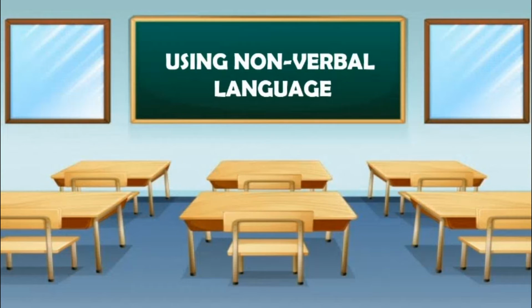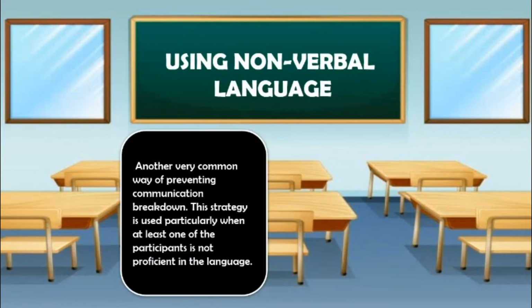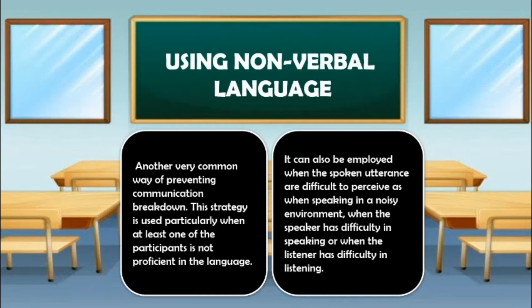Using nonverbal language. This is another very common way of preventing communication breakdown. This strategy is used particularly when at least one of the participants is not proficient in the language. It can also be employed when the spoken utterances are difficult to perceive, as when the speaking is in a noisy environment, when the speaker has difficulty in speaking, or when the listener has difficulty in listening. Using nonverbal language is possible only when the speaker and the listener can see each other.